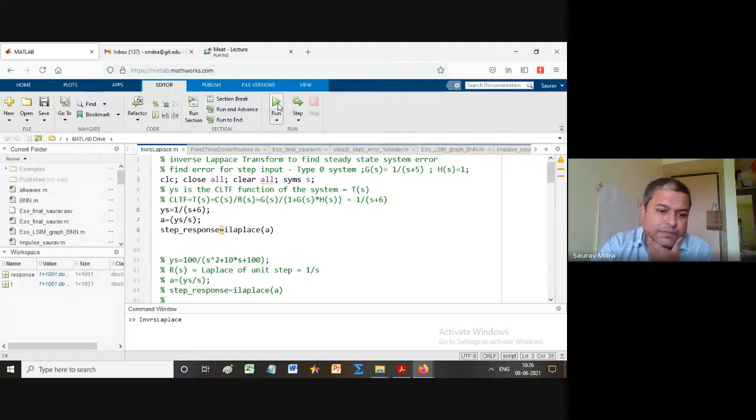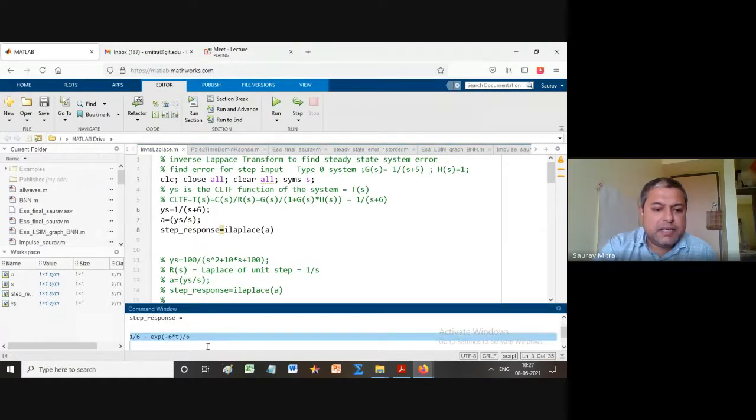I'll run it now. If you run it, you will find this is 1 by 6 minus something like this. So what is the Y? Step response. And what is the input? Input is unit step. That is very important. Input is unit step. So what is CT? CT is 1 by 6 minus e raised to minus 60 divided by 6.